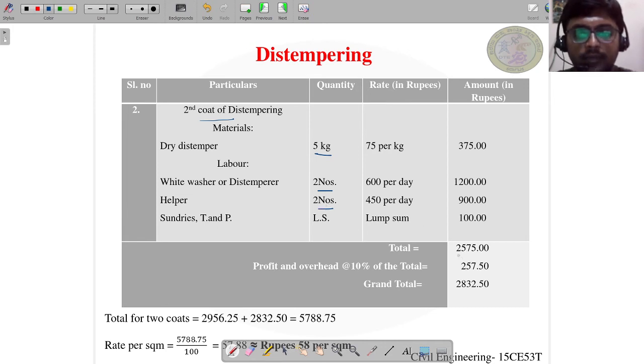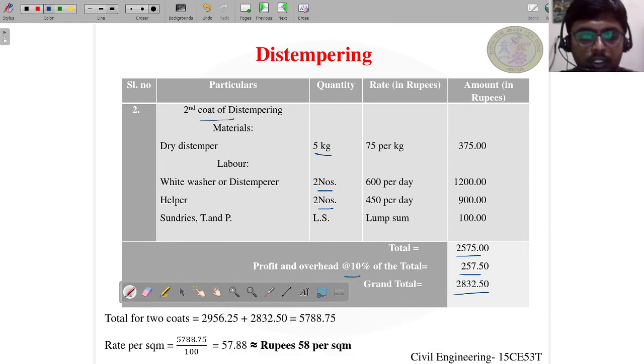So after this we get the total. We give 10% for the contractor, profit and overhead, which is 257.50, and the total works out to be 2,832.50 rupees. So total for both the codes is 2956.25 plus 2832.50 is 5788.75.